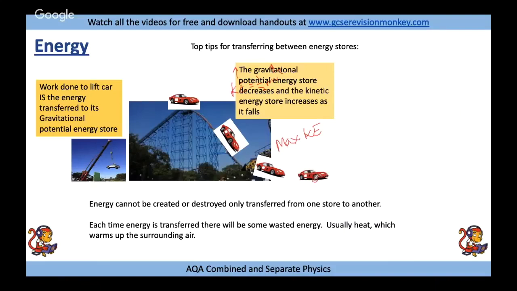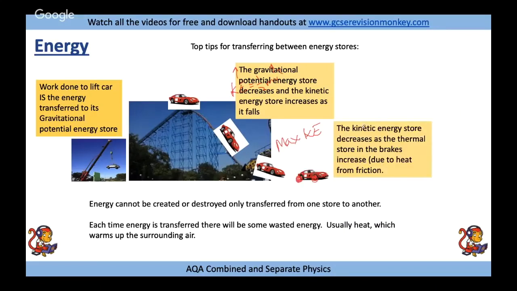Now, down here, he's going to hit the brakes. The brakes are going to get red hot and the car's going to stop. Now, the kinetic energy store decreases. Okay, his kinetic energy store is going to disappear as the thermal store in the brakes increases due to the heat from the friction. Okay, and each time it's the same amount, exactly the same value.